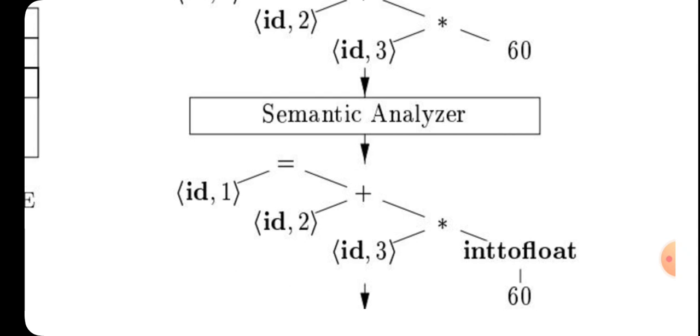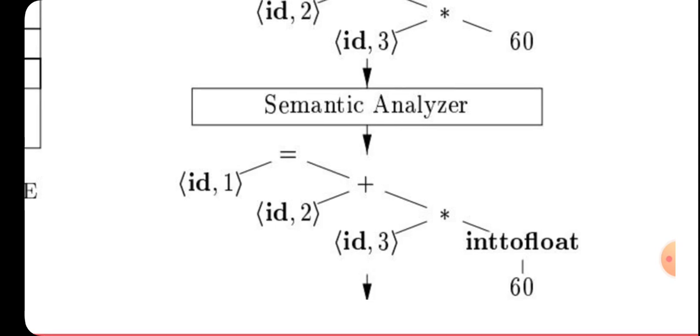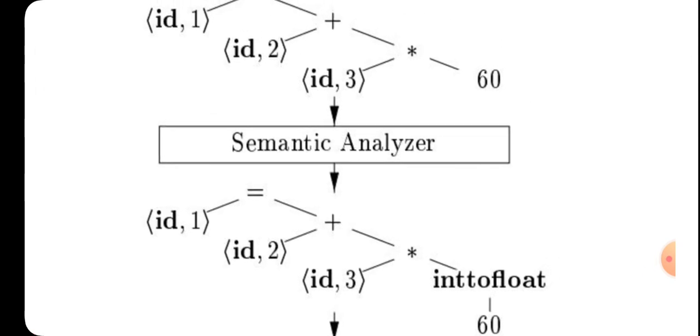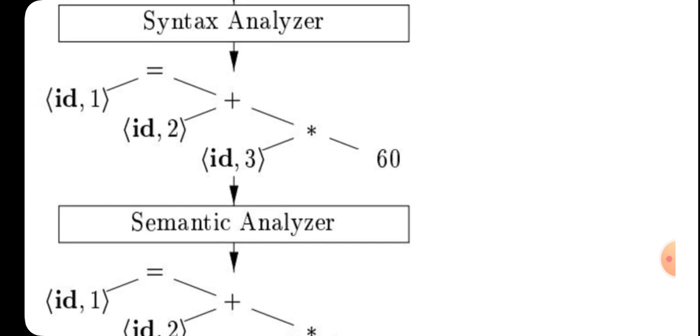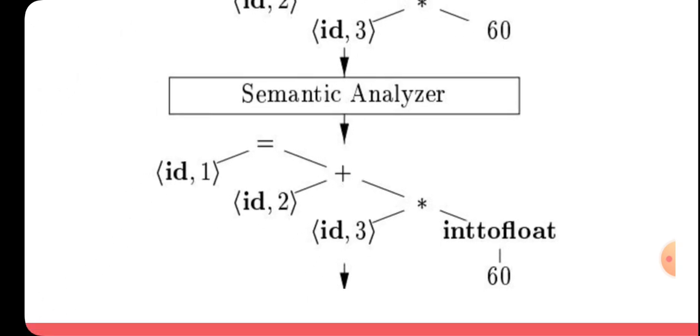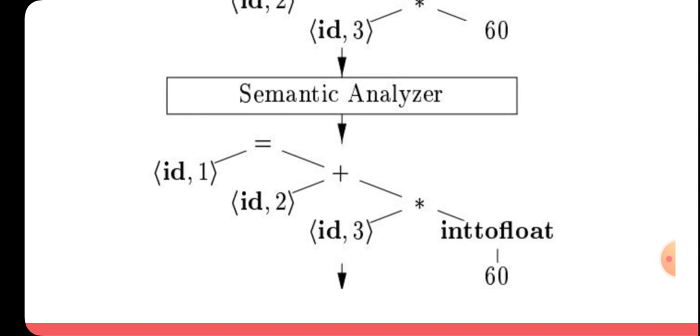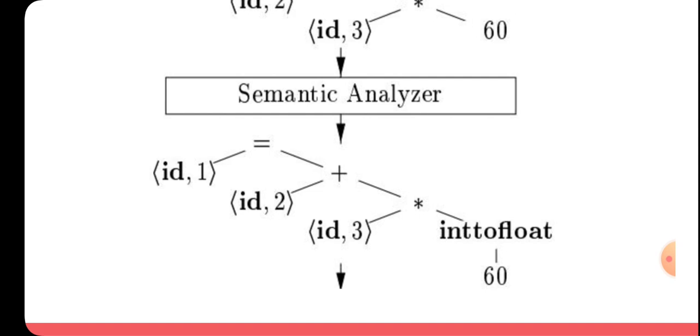So in our example, suppose that position, initial and rate have been declared to be floating point numbers, and that the lexeme 60 by itself forms an integer. The semantic analyzer discovers the operator multiplication is applied to a floating point number, rate, and an integer 60. In this case, the integer may be converted into a floating point number.